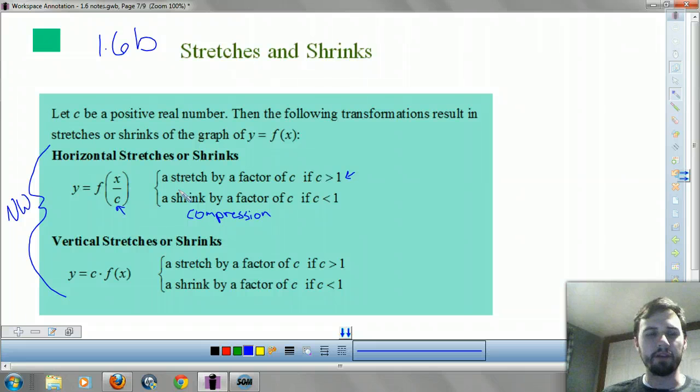Now again, it affects your X if it's in those parentheses. I should say, it's a horizontal stretch or shrink if it's by the X, just like we move left to right horizontally if it's next to the X. If it's outside of your f of X, it's going to be your vertical stretch or vertical shrink. And again, if your C is greater than 1, it is a stretch. If it's less than 1, it is a shrink.